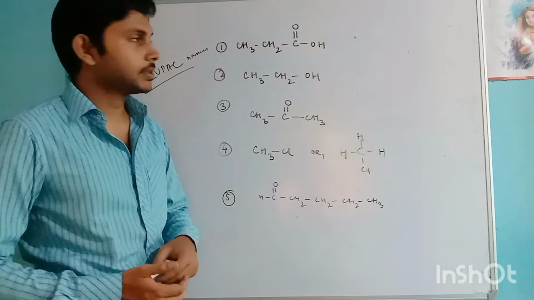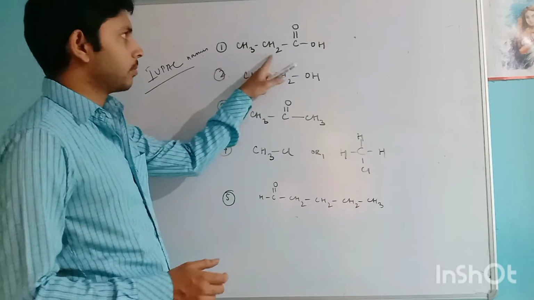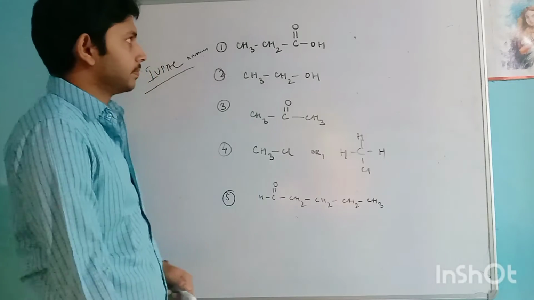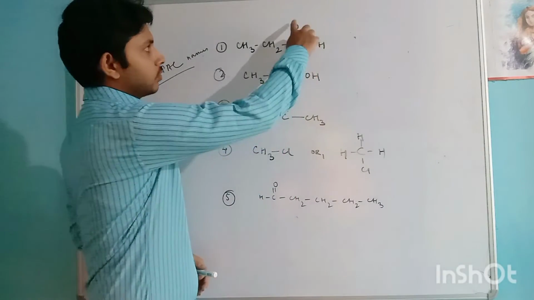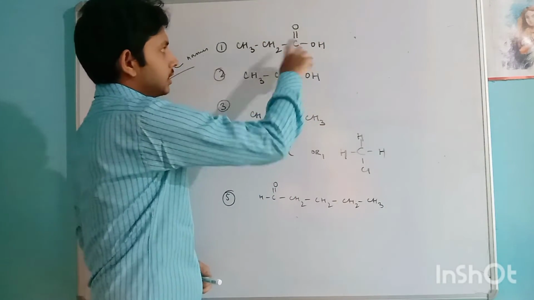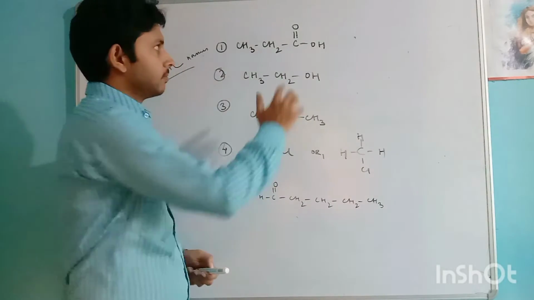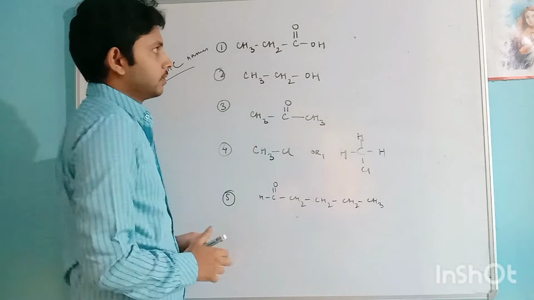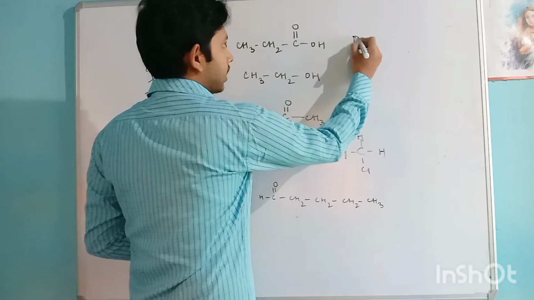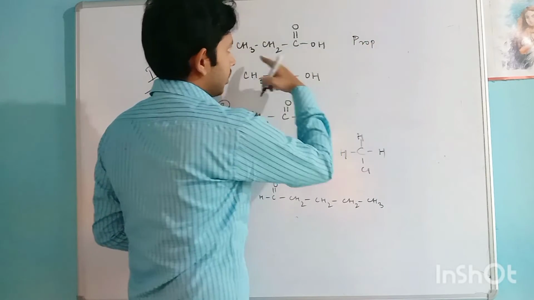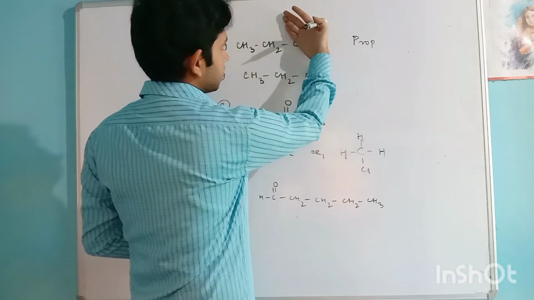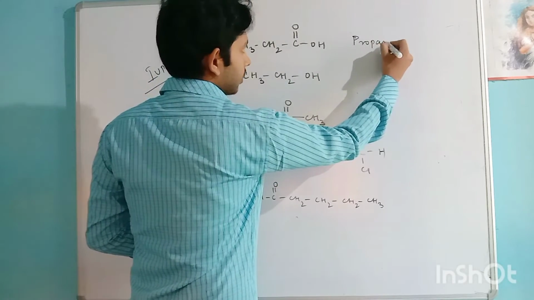Now let's start the IUPAC names of these compounds. How to write the names? Now here, how many carbon atoms are there? 3. Now suppose this group was not there and there was CH3. Then the name would have been propane. For 3 carbon atoms, it is propane, all single bonds.